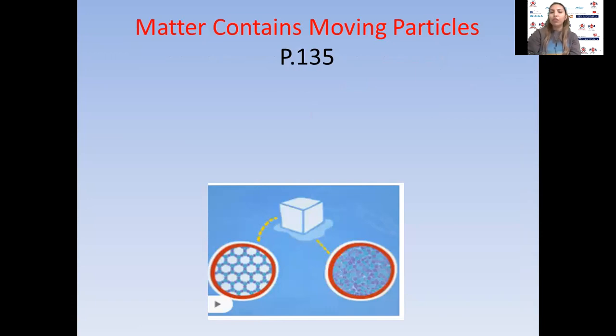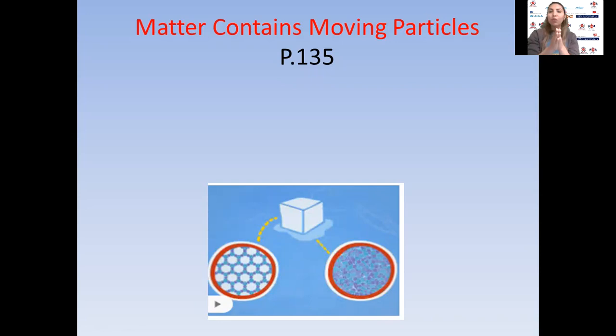So in this picture, we can see ice, which is water, and liquid water, which is water too. So ice and water, its particles or atoms, H2O, two hydrogen atoms and one oxygen atom. But why is this ice solid and liquid water is liquid?